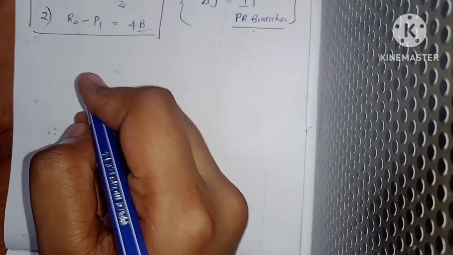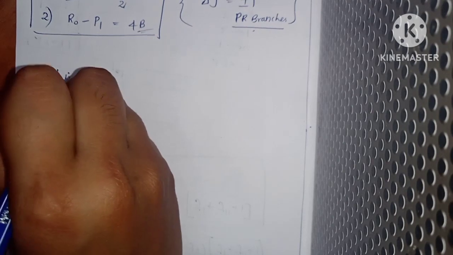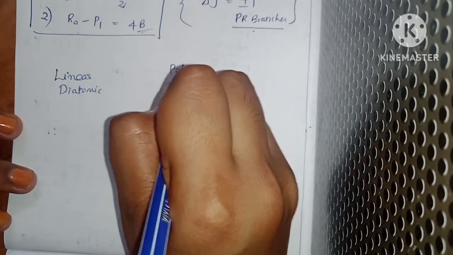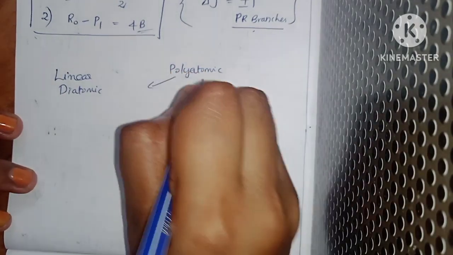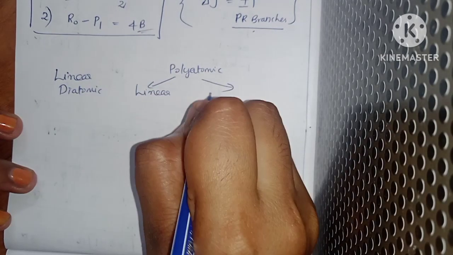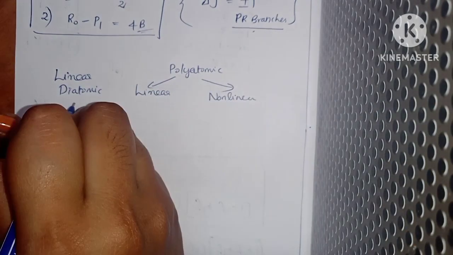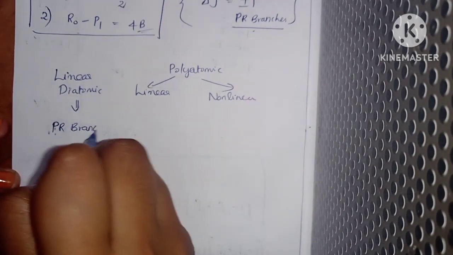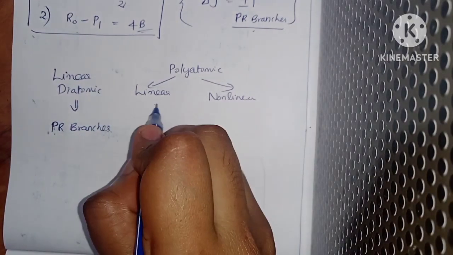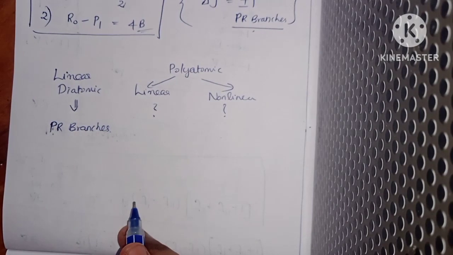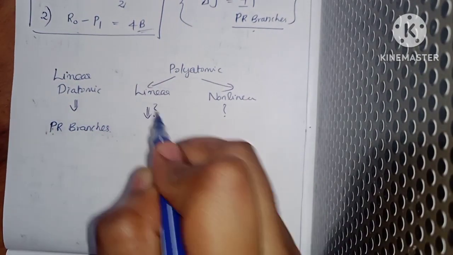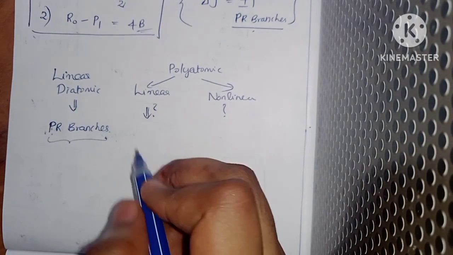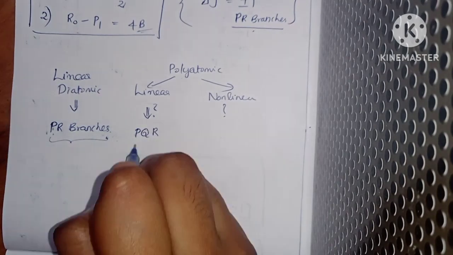So as we said in the starting, we have to study the linear diatomic molecule case, and in the section of polyatomic there is linear and non-linear. Now we have studied that for a linear diatomic molecule the spectrum will give PR branches. And what about the case of linear and non-linear polyatomic molecules? We have to study it like this. For linear diatomic, it is PR branches; for polyatomic linear, it will be PQR branches.